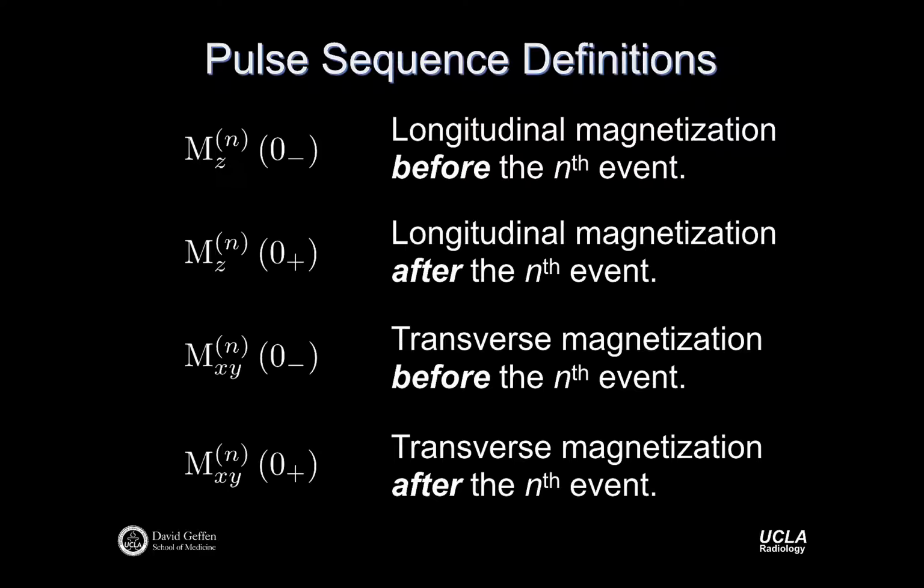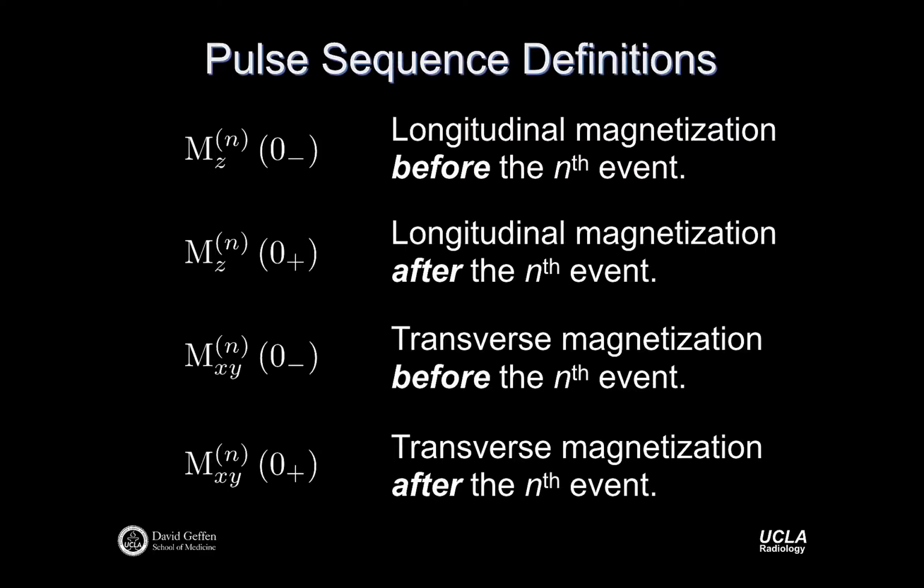What follows is almost the same thing, right? It's the MZ magnetization immediately after the nth event. So we usually have a state of the magnetization right before an RF pulse, and it got to that state because of things like relaxation, and then the RF pulse acts on it and does something, and that produces a new state of the magnetization. So this is the state of the magnetization after the nth event.